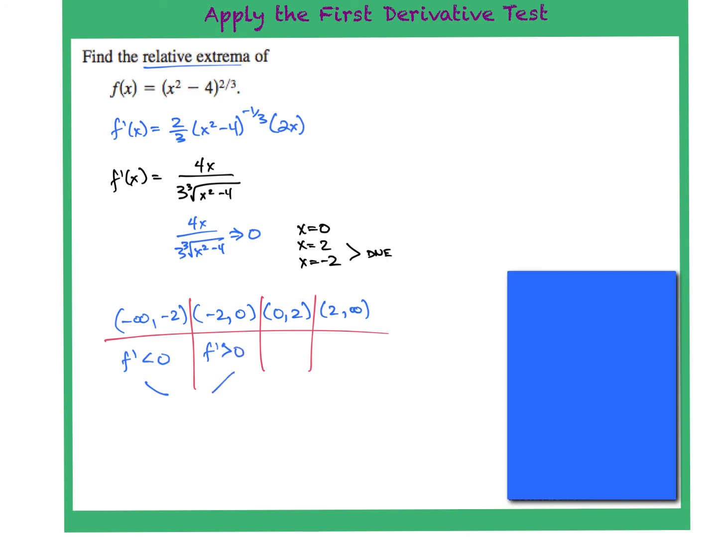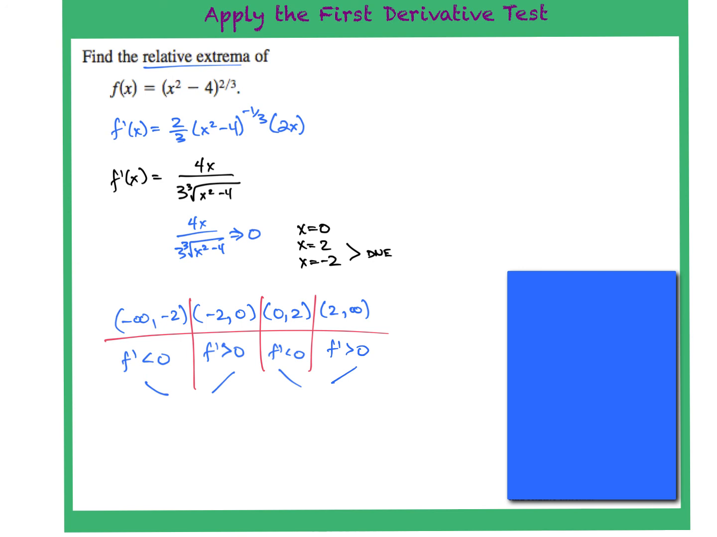All right, 0 to 2. Let's pick 1. So this is what? Positive. This is negative, which makes f prime less than 0. All right. And then 2 to infinity. Let's pick 3. Sounds great. So this is positive. This is positive, which makes it positive. All right. So what's going on at negative 2?